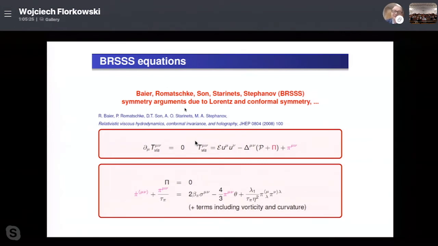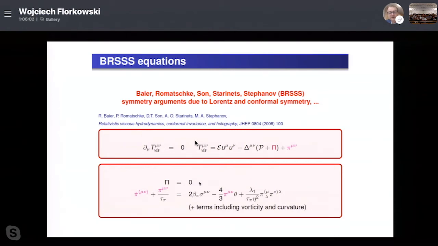One approach which is very, I would say, elegant goes with the acronym BRSSS, or BRS cubed. It was formulated in 2008 by Baier, Romatschke, Son, Starinets, Stephanov. This is a very elegant approach because it's based completely on the symmetry of the system. One neglects the baryon current. One also assumes that the system is conformal, so we don't have bulk pressure. So the bulk pressure is zero.